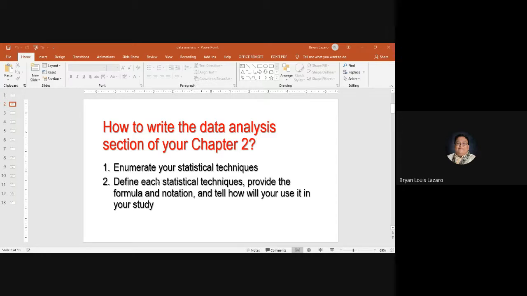After this discussion, I will be requiring the entire chapter 2 together with chapter 3 and chapter 4. Kasi sunod-sunod na yun, guys. Once you already have your chapter 2, diretso na yun ang chapter 3. Kasi, kumbaga, i-harvest nyo na yung data na nakalap nyo sa questionnaire. So now, how are you going to write the data analysis of your chapter 2?